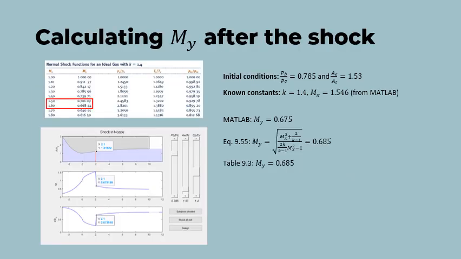Now, we will look at the flow after the shock, where we will obtain the Mach number My using interpolation in table 9.3 and equation 9.55 from the textbook and compare it with the results. The initial conditions are the same as before. The equation and table both yield a theoretical Mach number of 0.685 and the tool yields 0.675.